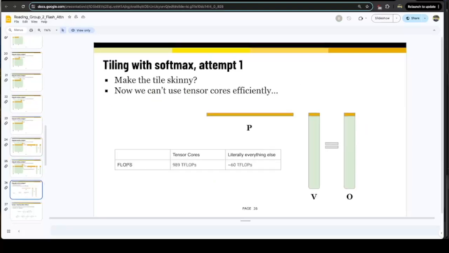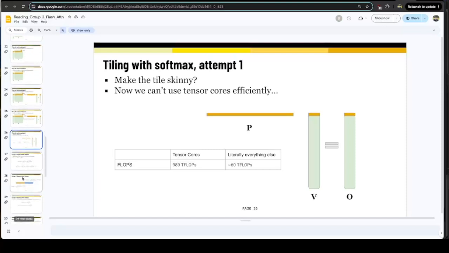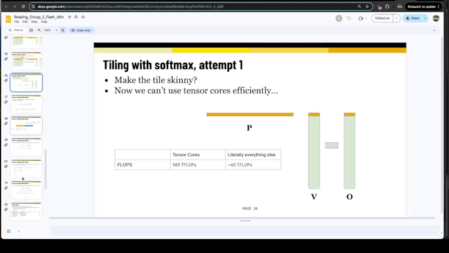The next thing you could think is, why don't we make this very skinny? And the answer is, well, then we can't use tensor cores, and suddenly we've lost again, right? Because maybe you've solved this loading into shared memory problem, but if you're not doing your matmuls with tensor cores, you've lost 95% of your performance. You've solved a small problem and introduced a much bigger problem, right? So next slide, please.